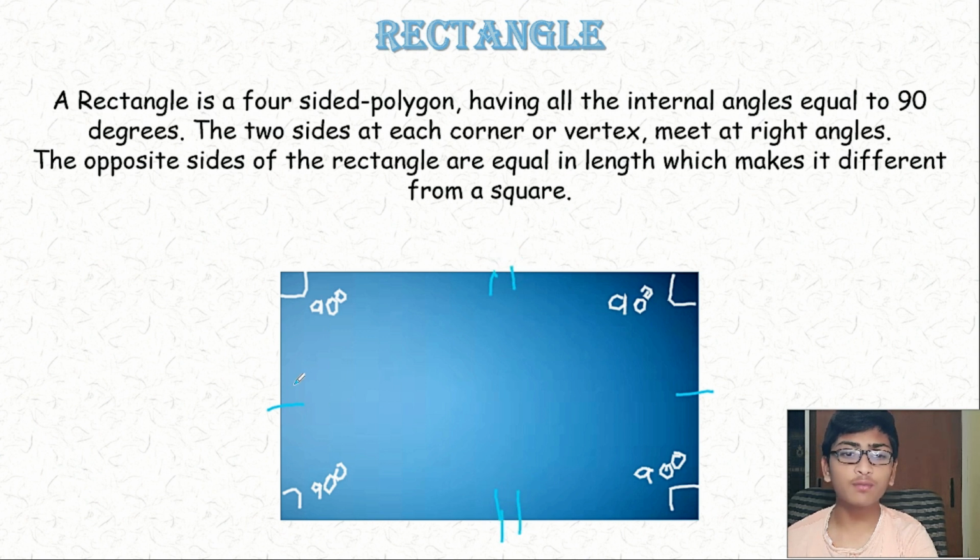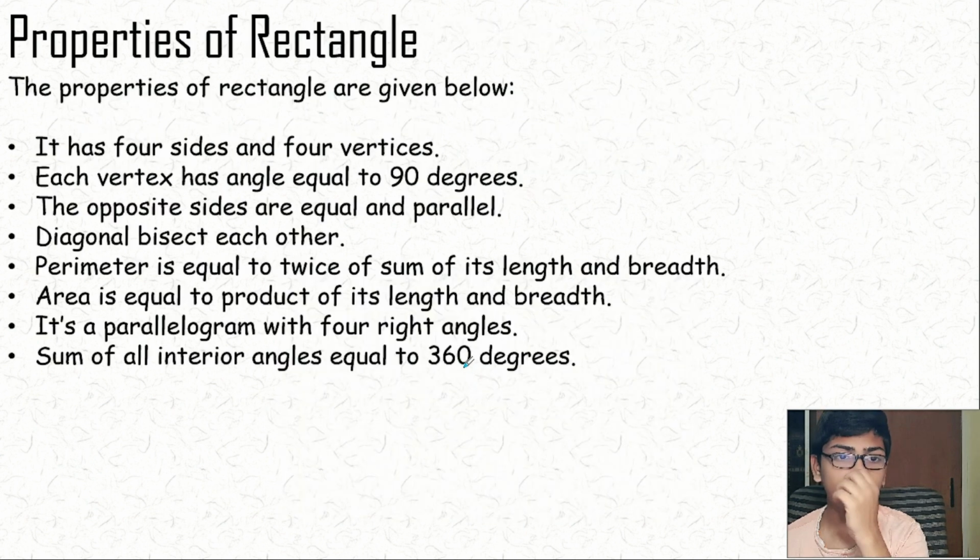When it comes to a square, all four sides are equal. When it comes to a rectangle, opposite sides are equal. So it is different from a square in that opposite sides are equal. Next, properties of a rectangle. It has four sides and four vertices. This is common for almost all quadrilaterals. All quadrilaterals have four sides and four vertices.